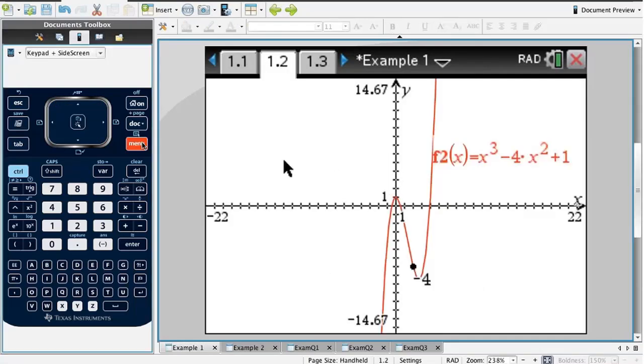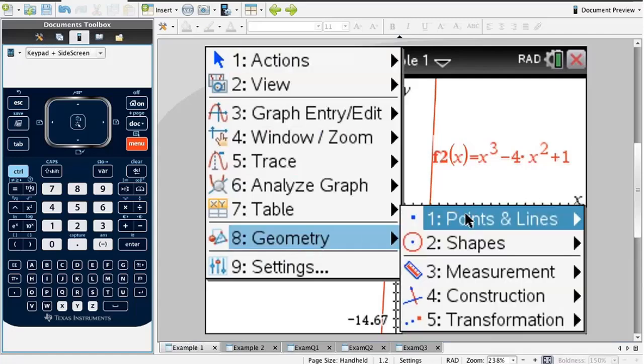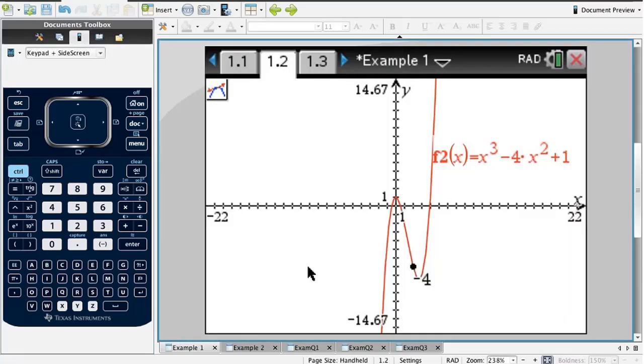I'm on menu. Now I want to go down to geometry, points and lines, and choose tangents. Having the point already there is actually really helpful. So if I go over there and click on that point, immediately the tangent shows up. So it's y equals -4x plus 1.